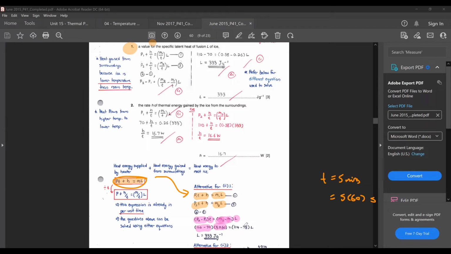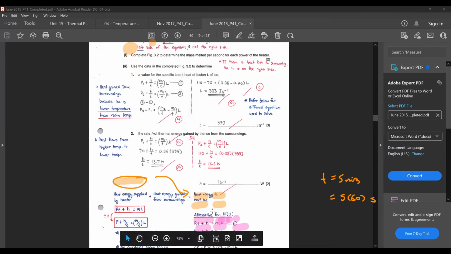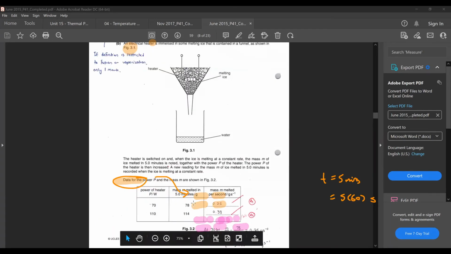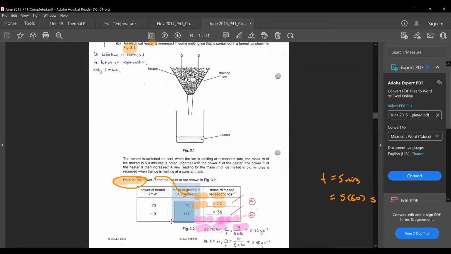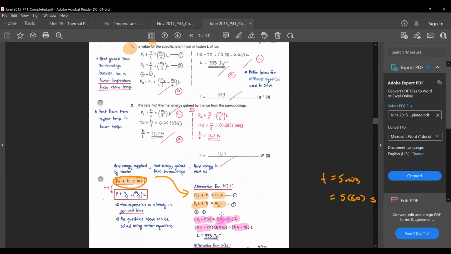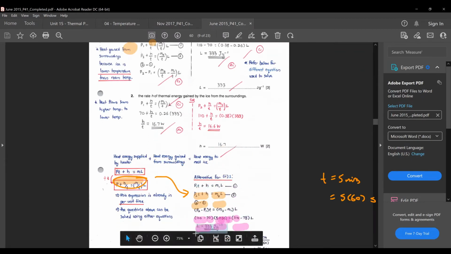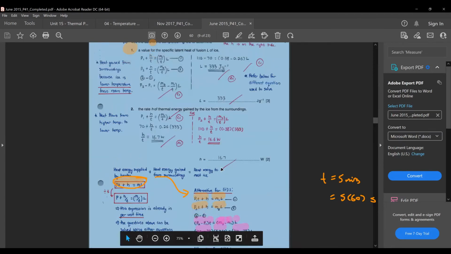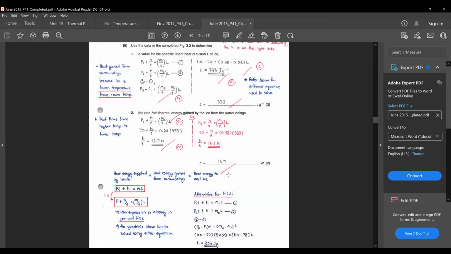For your masses M2 and M1, you would actually need to use the value of mass over here. Okay, this one is already the mass melted in 5 minutes. So you use this value of mass. Instead of mass per second, you don't need to use this. You use the one in the next column. All right. So you do that one, eventually you still get back the same answer. L is equal to 333 joules per gram. It doesn't matter. Just use whichever one you are most comfortable with and you'll be okay. All right. Now look at part 2.